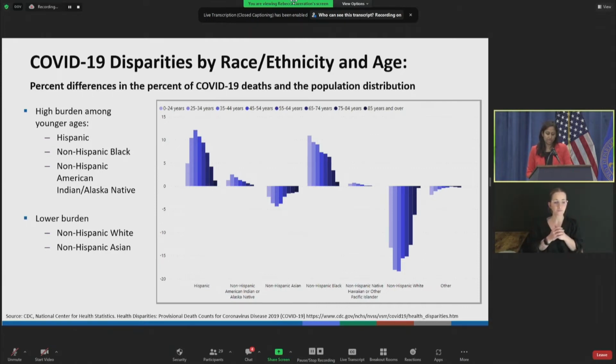And this is part of a dashboard that we have on our COVID-19 website that examines health disparities, looking at population distribution, age, et cetera.